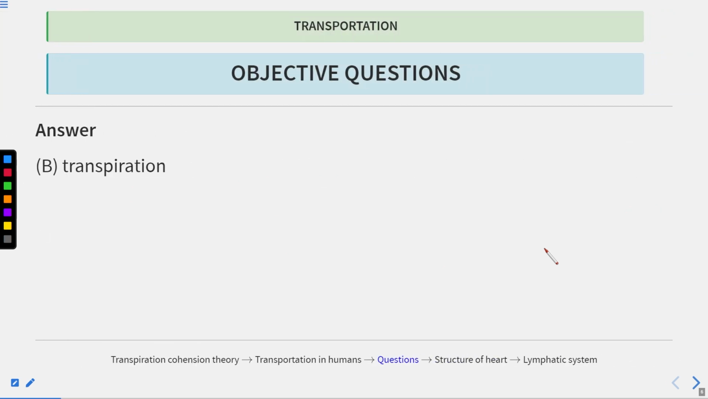Now what should be the answer to this question? Transpiration. Transpiration generates the transpirational pull, which helps in the uptake of the continuous column of water that is generated due to the cohesive and adhesive forces. Now let's move on to the next question here.